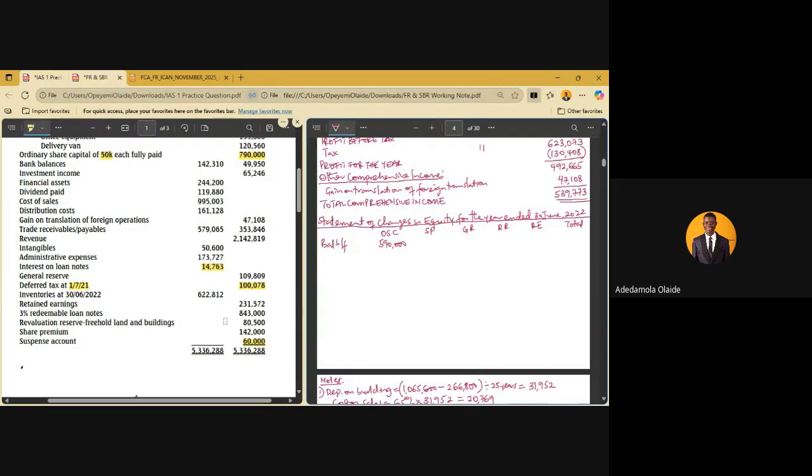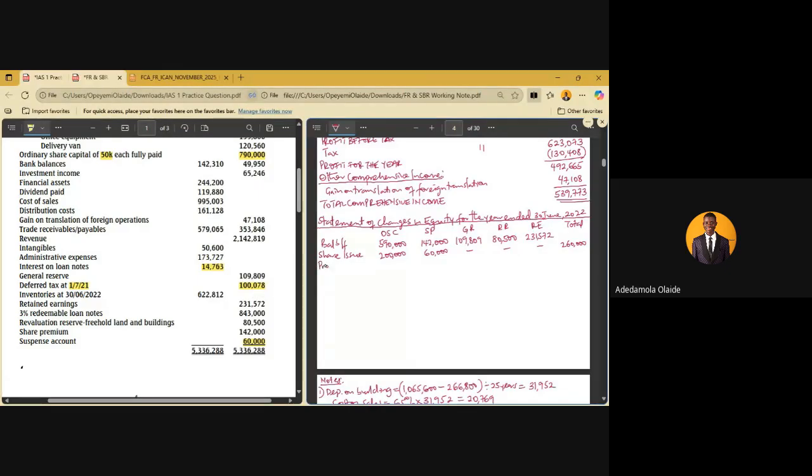For share premium, the balance is 142,000. For general reserve, the balance is 109,809. For revaluation reserve, the balance is 80,500. For retained earnings, 231,572. Someone should give me the total. Share issue. What do we have from share issue? Share capital is 200. Share premium of 60. That will give us a total of 260,000.